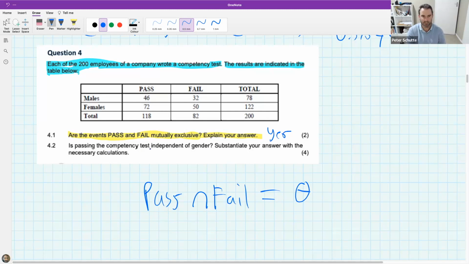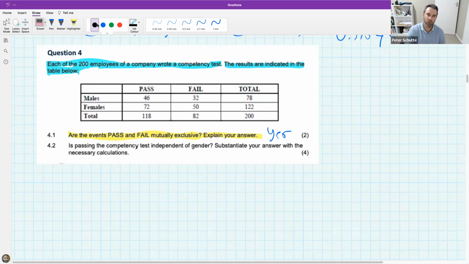Is the competency test independent of gender? I want you to try and do this by yourself. Where would you start? What would your first step be if you wanted to compare gender to test results? There's a couple of ways you could do it. Students in the room, you can put your hand up and tell me, it might be quicker, or you could put it in the chat. What's my first step?